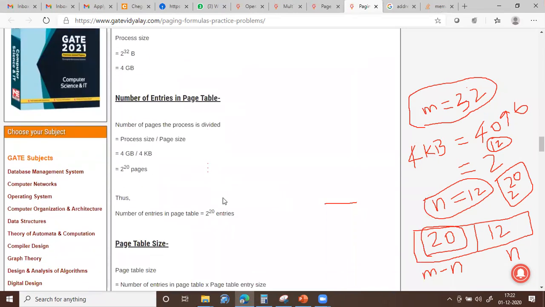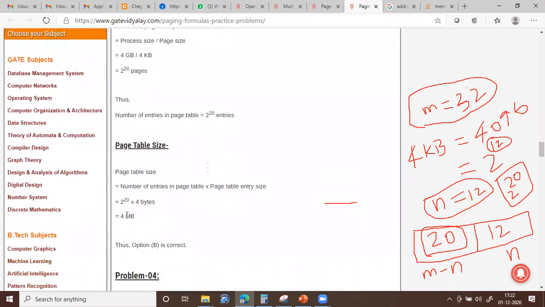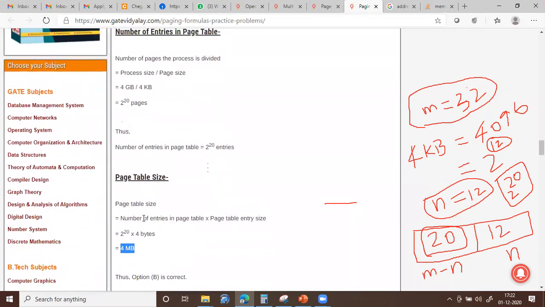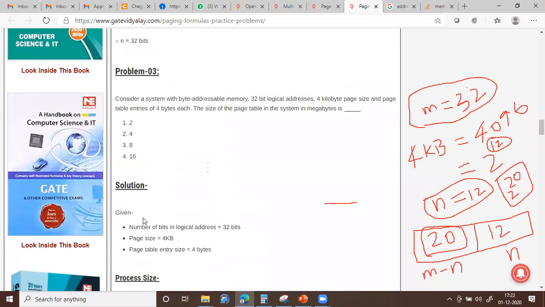Yes, so this is the answer, 4 megabytes. That is option B. So here option B is what? 4 megabytes. So that is the correct answer.